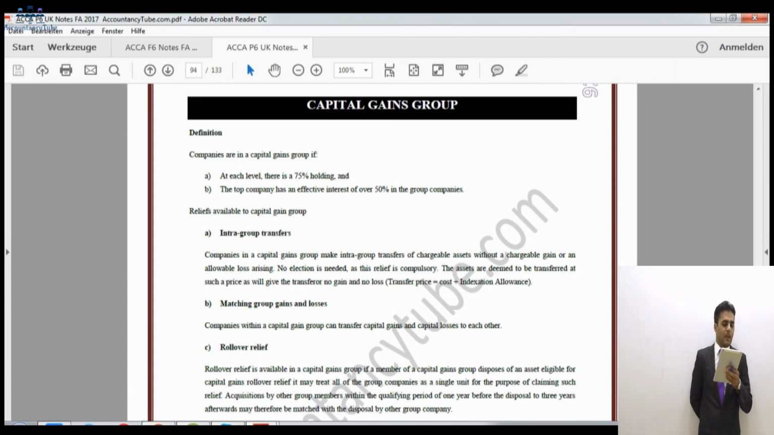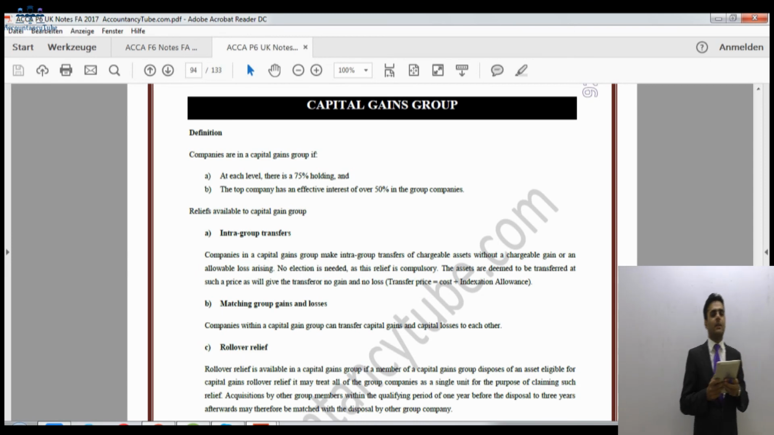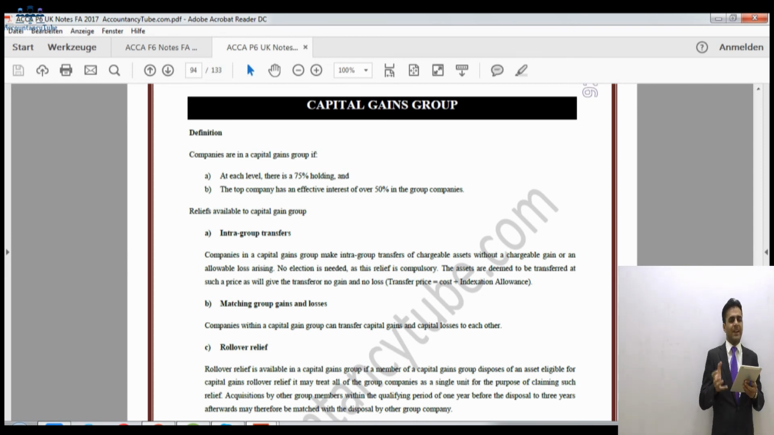So let's read. It says, if a company in the capital gains group leaves the group while it owns an asset transferred to it by another group member within the previous 6 years, then a degrouping charge arises. All right. Now, who will pay this degrouping charge? Now, the company which was selling, that company will be paying the degrouping charge, which eventually means the parent will be paying the degrouping charge, right?